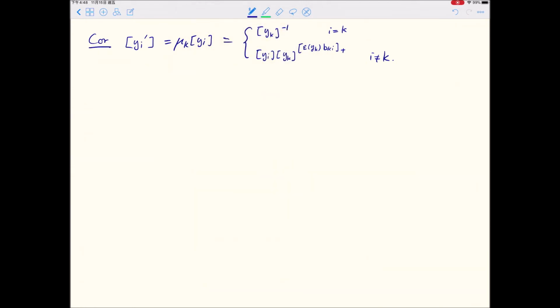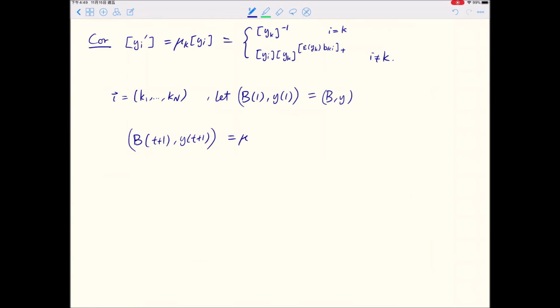Yeah, so we will define the notion of a seed pattern. So if I have a mutation sequence like before, then I will let the initial seed be B_1 and Y_1. Then inductively we will define the seed pattern B_{t+1}, Y_{t+1} to be the mutation at the t-th index.